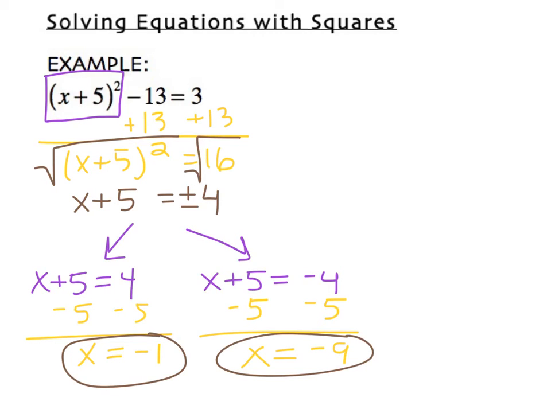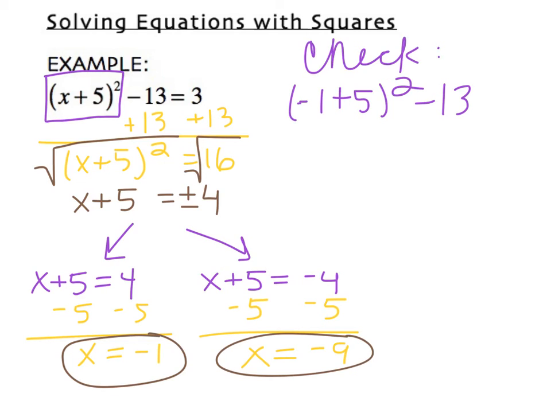Just to be sure, I'm going to go ahead and do a quick check of the answers once more. So checking my work over here. The original problem says (x + 5) squared minus 13 is equal to 3. So I'll try my first solution, negative 1. So (negative 1 plus 5) squared minus 13 is supposed to be equal to 3. And let's see, negative 1 plus 5, well that's 4. And 4 squared is 16. 16 minus 13, that's 3. So that answer checks out.